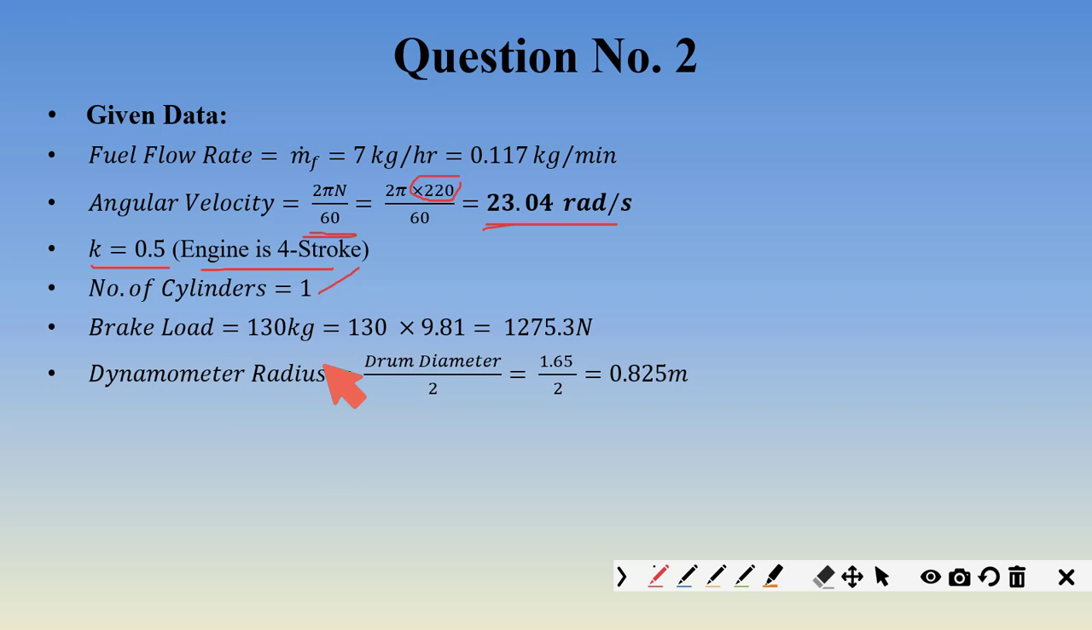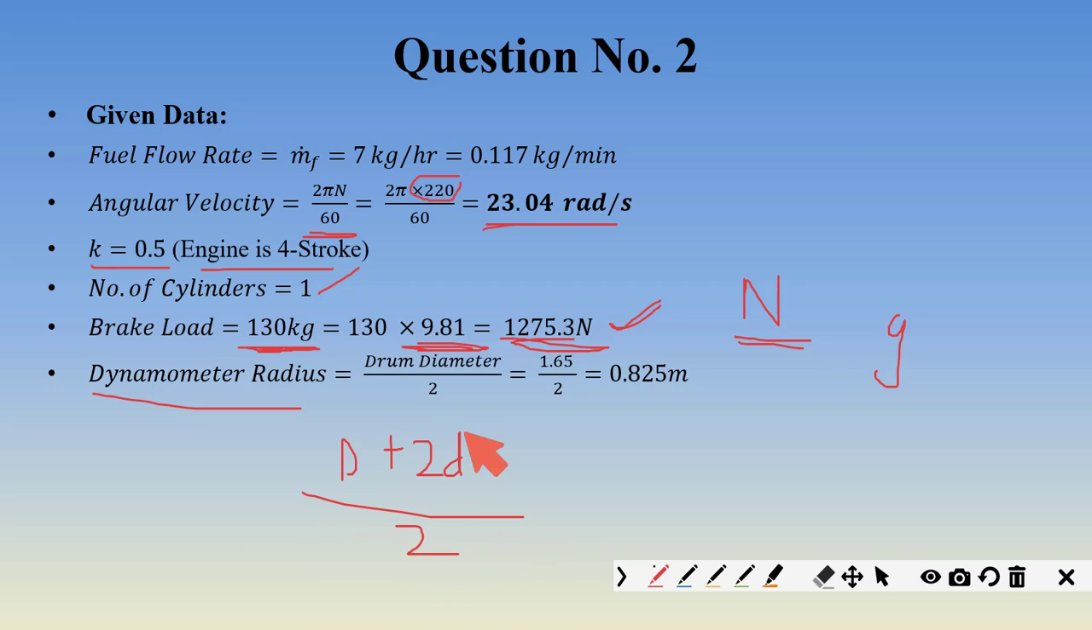But see, in this case, in the last sum, they had given us the net brake load in terms of what? Newton. Here they have given us net brake load in terms of what? Kg. When I was teaching you dynamometer, I told you that the value of load should always be in Newton. So to convert from kg to Newton, you multiply it by acceleration due to gravity, right? So we get 130 into 9.81 is equal to 1275.3 Newton. That is your brake load. What is the dynamometer radius? This time (D + d)/2. They haven't given us the value of this d.